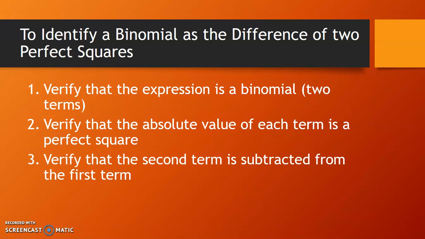Verify then that the second term is subtracted from the first term, so there always needs to be a minus sign in between the two terms. So our pattern should look something like this, a squared minus b squared. So if you can square root the a and the b term, and if there's a minus sign in the middle, then you should be able to write this in the factored form of this difference of two perfect squares.